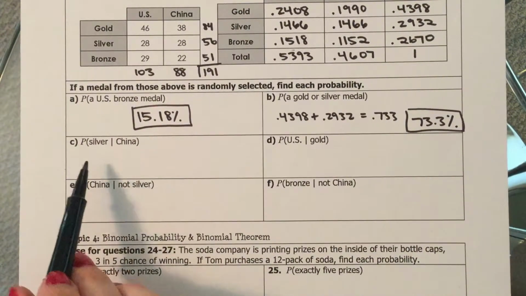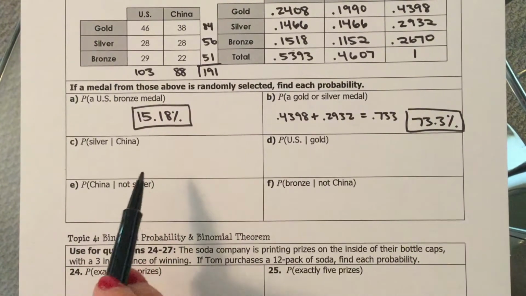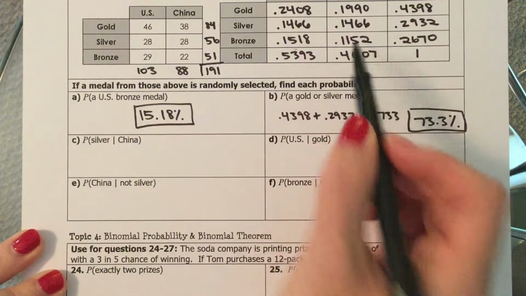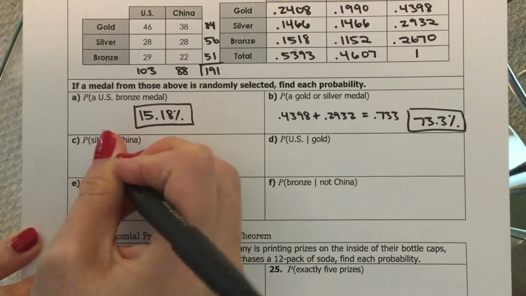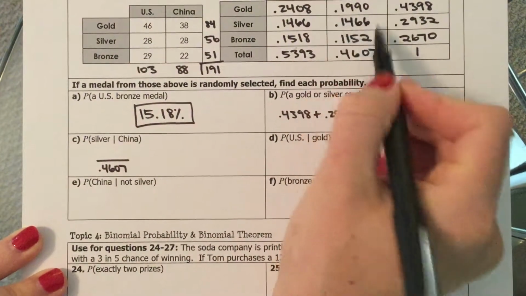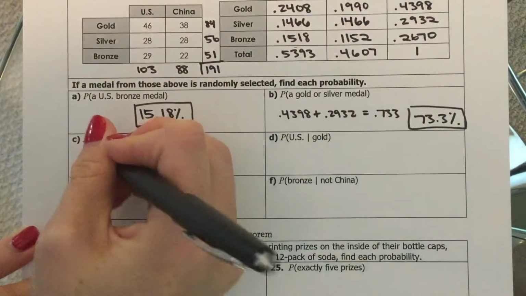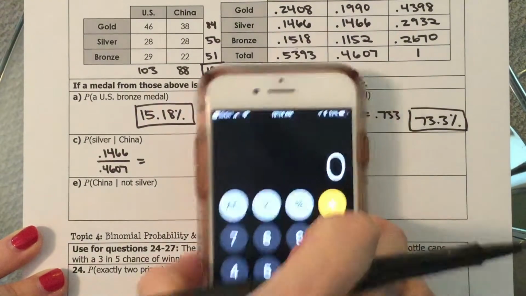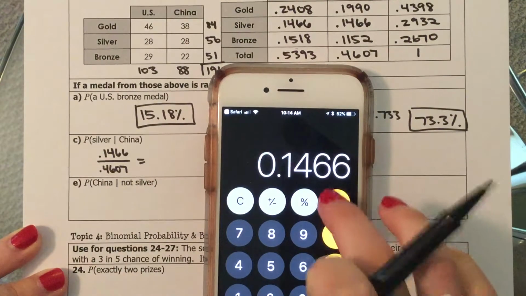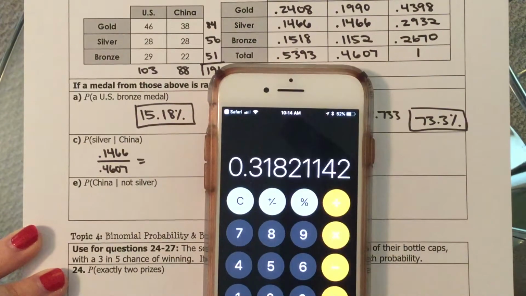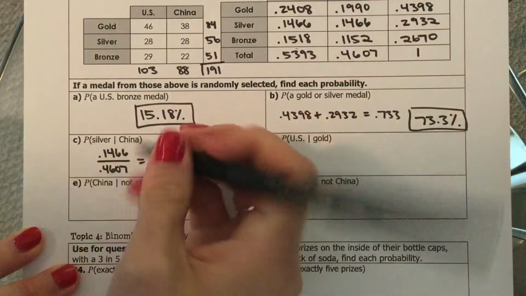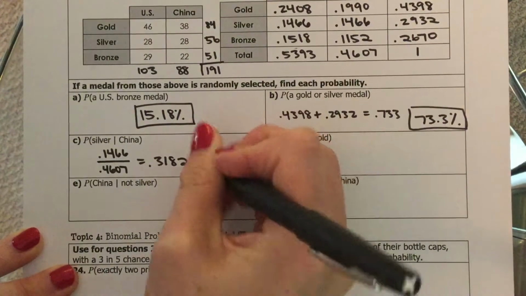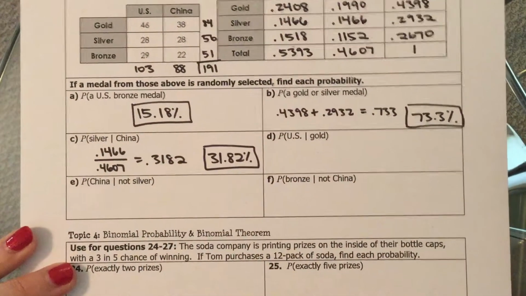All right, probability of getting a silver given that it's one of the Chinese metals. Okay, so the silver, the denominator here is going to be the total for China. And then the numerator will be the silver within that category. So 0.1466. So only the metals for China become your new total. And then we can divide this out. So 0.1466 divided by 0.4607. We get 0.3182, which would be 31.82%.